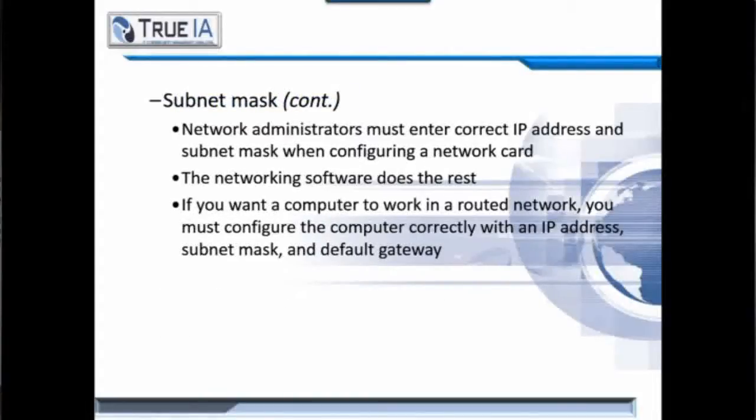It's important for network administrators to enter the correct IP address and subnet mask when configuring the NIC. The network software really can do the rest from there. I mean, if you want your computer to work and work properly on a routed network, you must configure the computer correctly with an IP address, the subnet mask, and the default gateway.